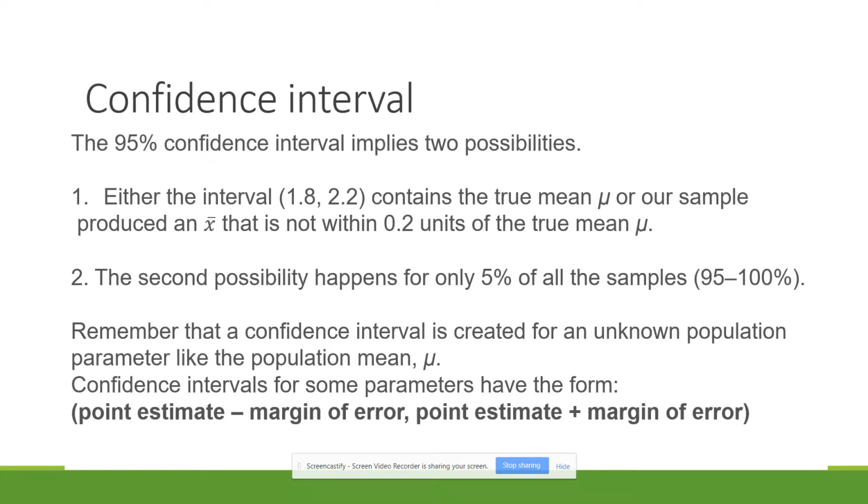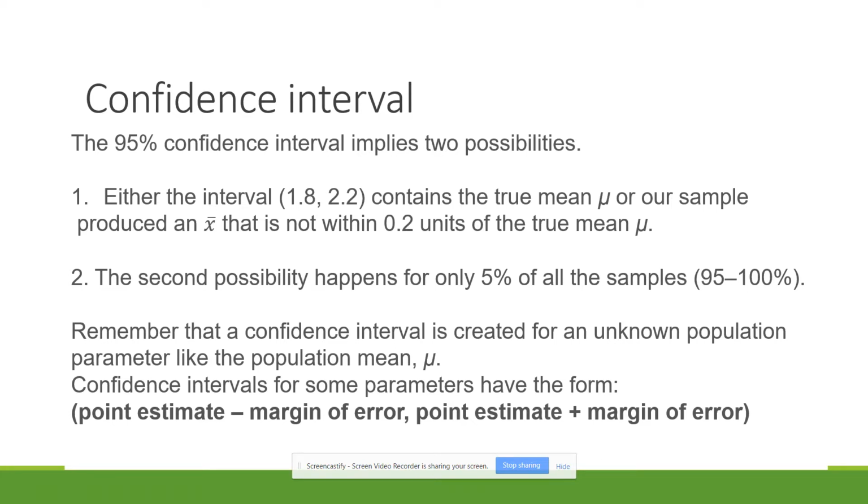So this can imply 2 different things. That the 95% confidence interval, the interval of 1.8 to 2.2, either contains the true population mean, or our sample produced a sample mean that is not within 0.2 units of the true mean. The second possibility happens in only 5% of all the samples, 100% minus 95%.